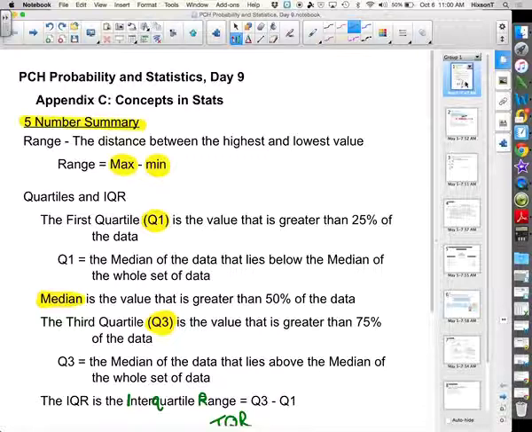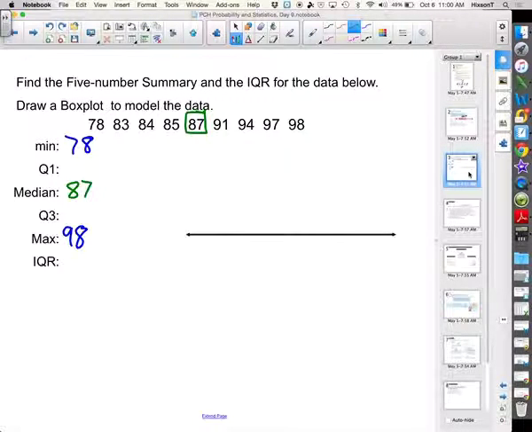Okay? Did we use just data that was below the median? No, what did we use? Median. We used the median too, right? That's really, really common. People want to do that, but in order to get Q1, we're only going to look at the data that is below the median.